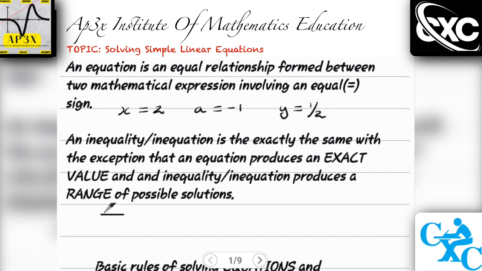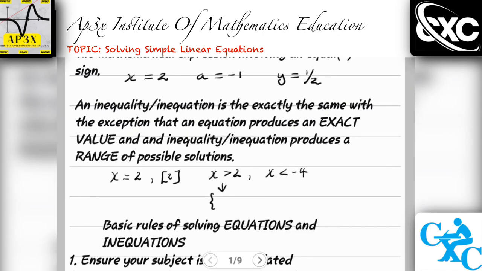So when we look at the fact that x is equal to 2, it means that the only possible value for x is 2. But then when we look at an inequality such as x is greater than 2, or x is less than -4, you're looking at the fact that if x is greater than 2, there are many possible values that will cause the inequality to be true. For example, values such as 3, 4, 5, and we could go on and on all the way to positive infinity.